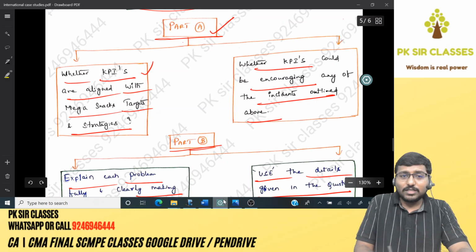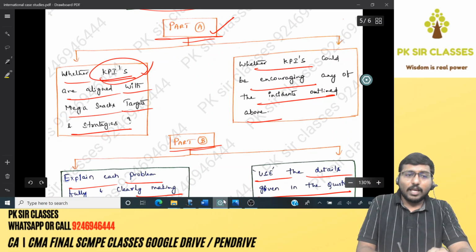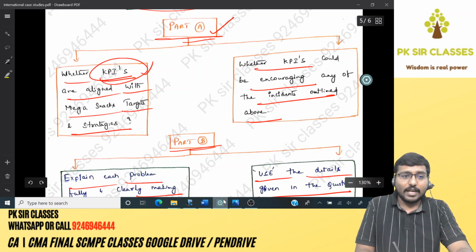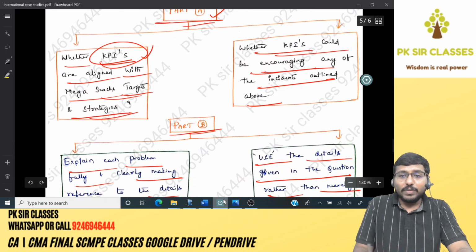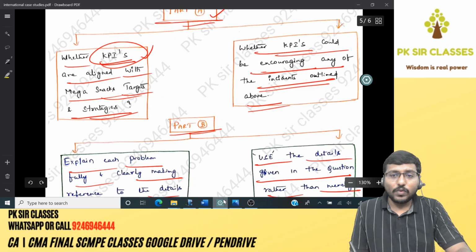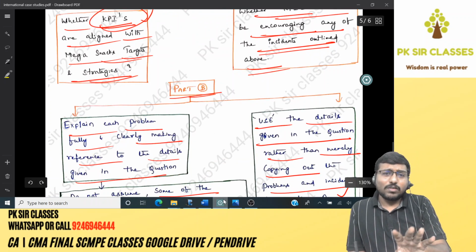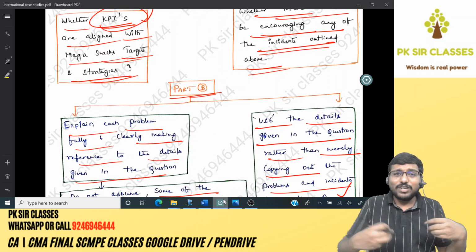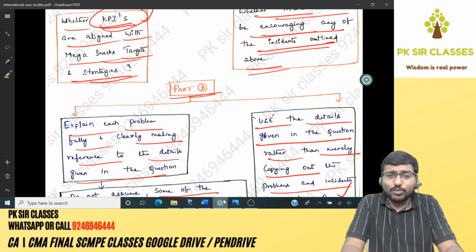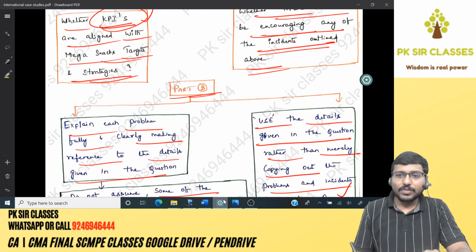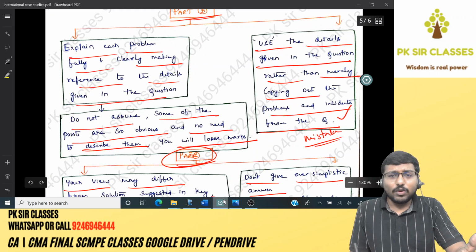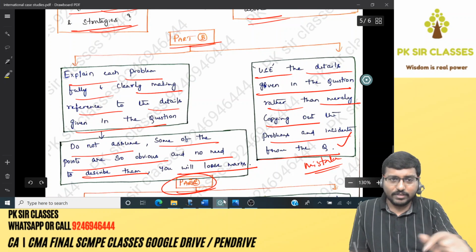For part A, your answer must contain whether the KPIs, key performance indicators, are aligned with the Mega Snack's targets and strategies, and whether the KPIs could be encouraging any of the incidents outlined in the question above. You'll not understand what I'm trying to tell you, because I'm not trying to teach you the case study over here. I'm just trying to tell you what our approach is going to be. Slowly, within 1 or 2 days, I'll try to make a video on this and then upload a video on the first case study also.